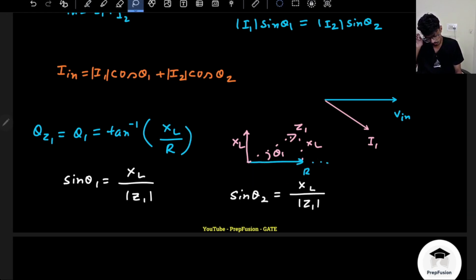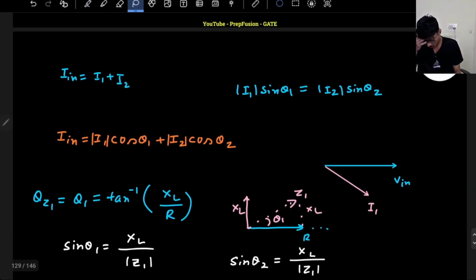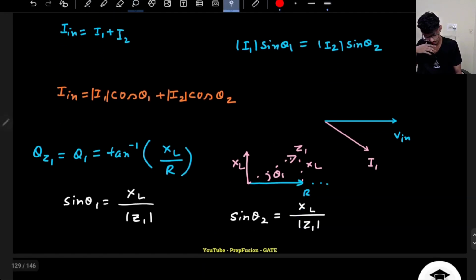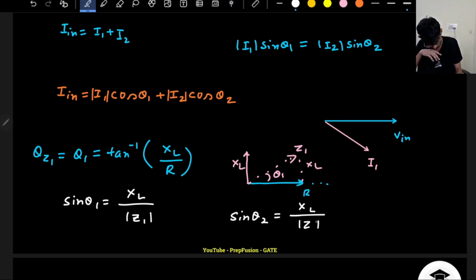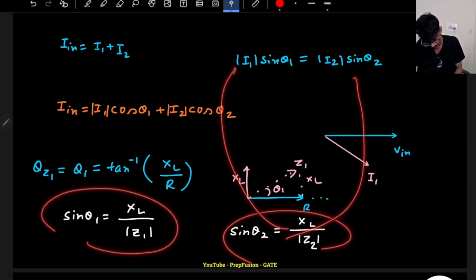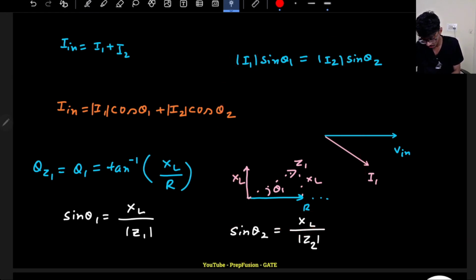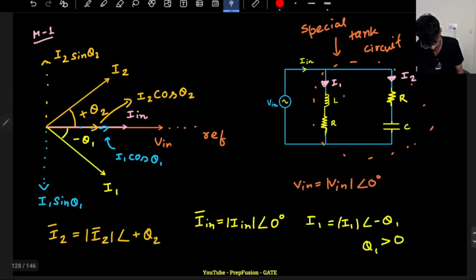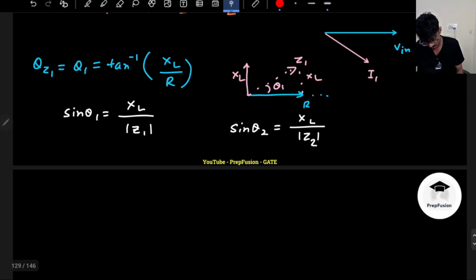Okay, so I have got this value. Now what I can do is replace this sine theta 1 and sine theta 2 here. Sorry, this is Z2, not Z1. So basically I will replace this sine theta 1 and sine theta 2 here. And what is my I1 and I2? Magnitude of I1 and I2. Magnitude of I1 will be the voltage upon the impedance, correct?